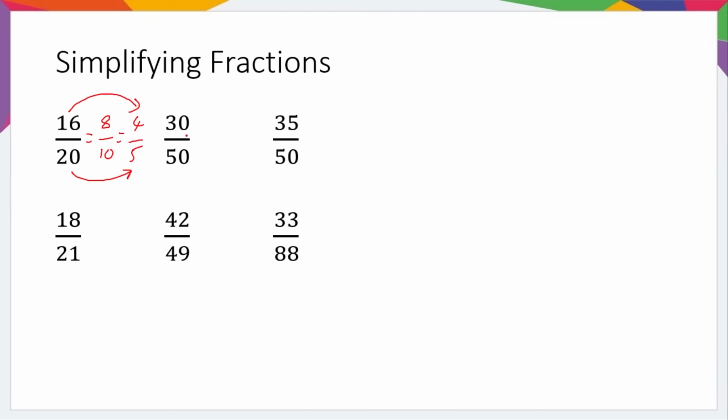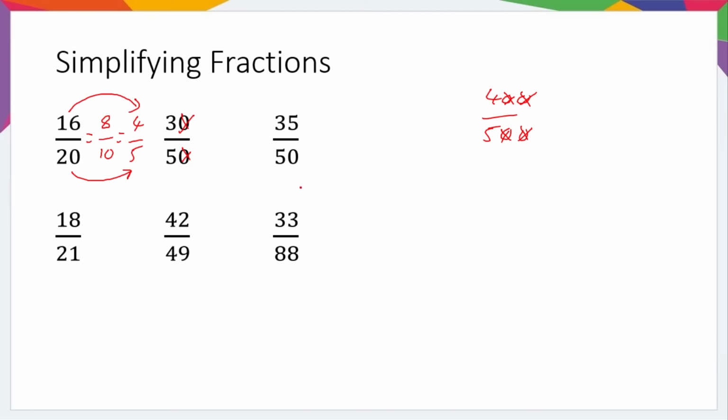30 out of 50, again, we've got even numbers, so you could divide top and bottom by 2. But I think the easiest thing to do is just divide by 10. Hopefully you've spotted that they're both in the 10 times table because they both have a 0. So if you've got the fraction 30 out of 50, just chop off the 0. Now we've got 3/5. And that's the same if it's hundredths as well. 400 out of 500, again, just chop off one 0 top and bottom, just chop off another 0 top and bottom, 4/5.